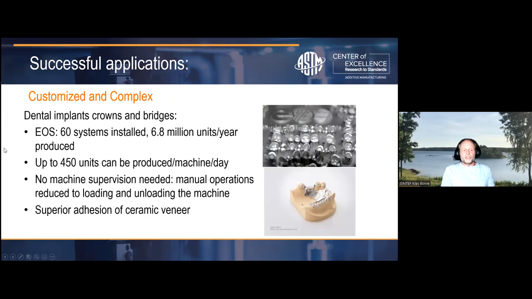But not only the position of teeth, sometimes you also need implants, crowns and bridges. These numbers are from 2016. In those days, EOS, a German company, could say that there were 60 systems installed to produce 6.8 million units of dental crowns and bridges, implants, made in cobalt chromium. And it's a simple business model because each of these machines can make up to 450 units per day.